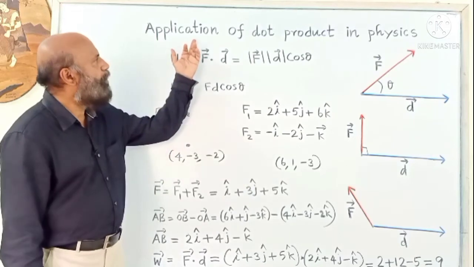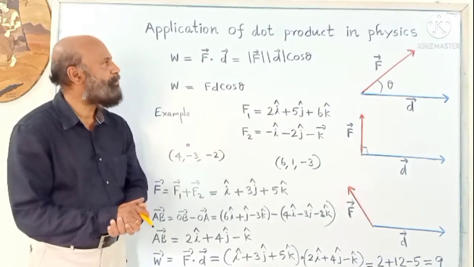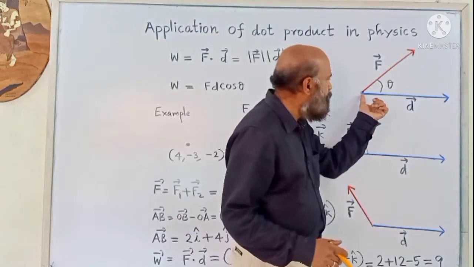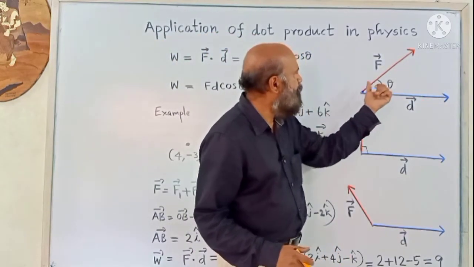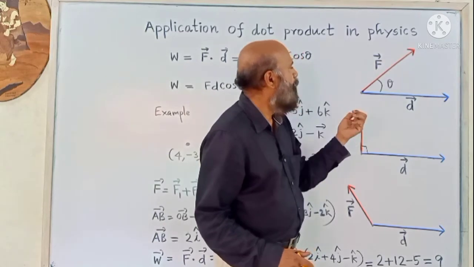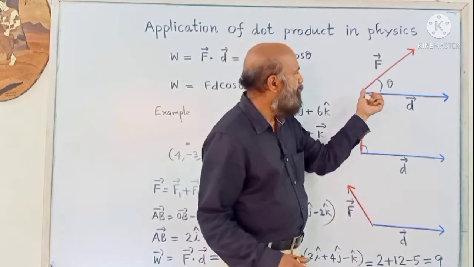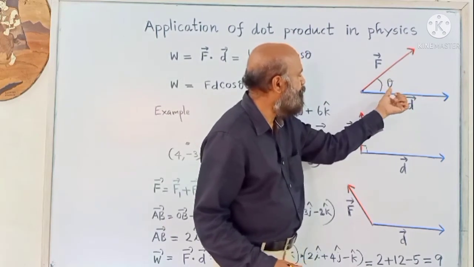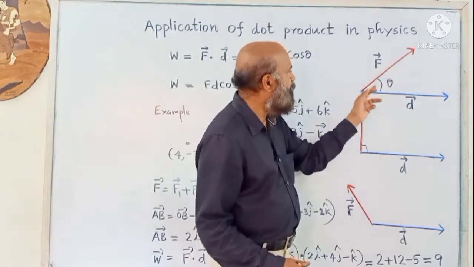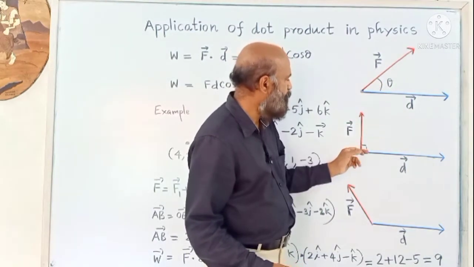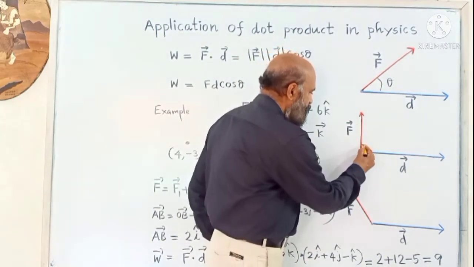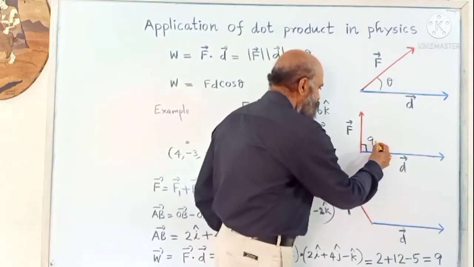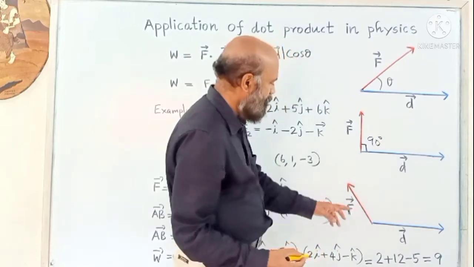Let us see application of dot product in physics. This is the displacement vector and this is the force. Now they are not in the same direction. Angle between displacement vector and force is theta. Here it is lesser than 90. Here 90 degree. Angle between the displacement vector and force is 90 degree. Here more than 90 degree.